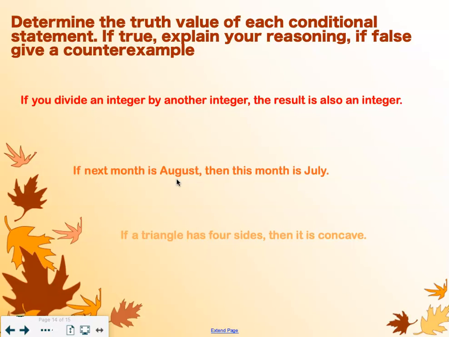Determine if they're true. Explain your reason. If it's false, give a counterexample. If you divide an integer by another integer, the result is also an integer. Is that true or false? An integer is a whole number. So if I take two whole numbers and divide them, do I always get a whole number out? False. Now we have to give a counterexample. When is that not true? Right. 5 divided by 2 is 2.5. Not a whole number.